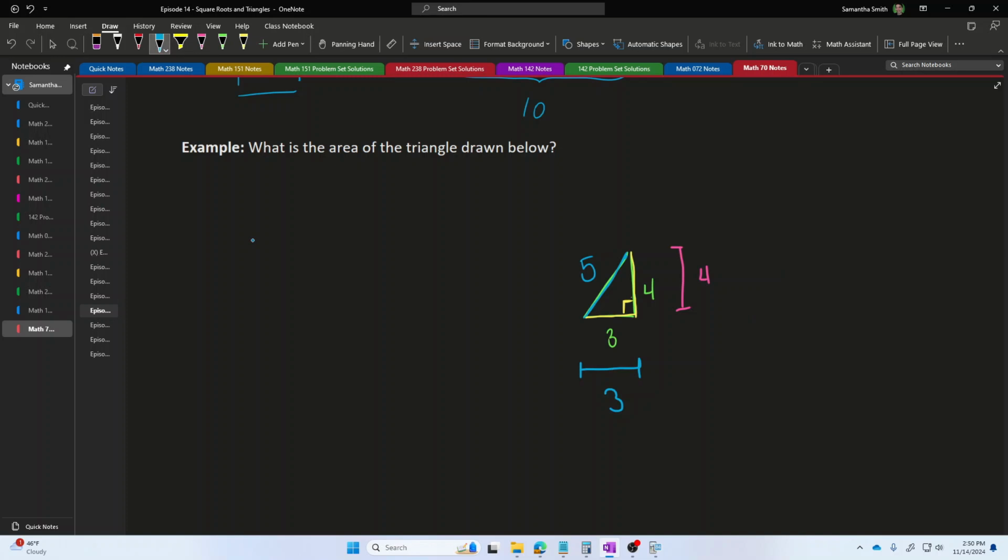So the area of the triangle in this question would be 1/2 times 3 times 4, which would be 1/2 of 12, which would be 6 units altogether.